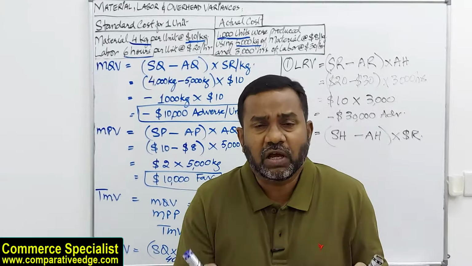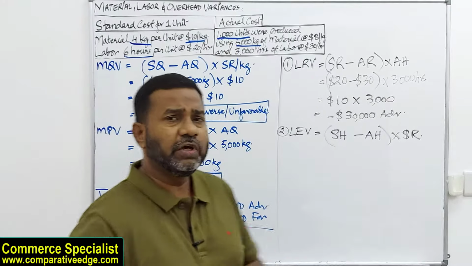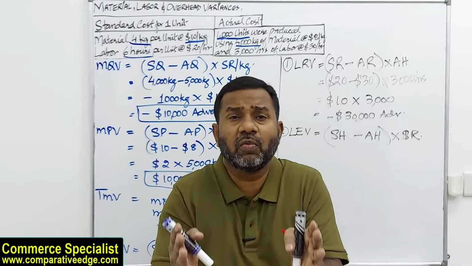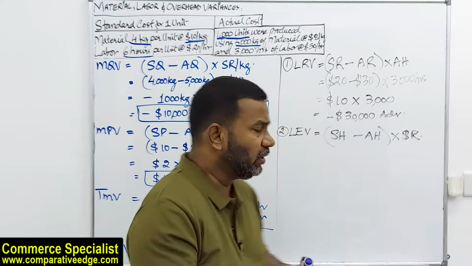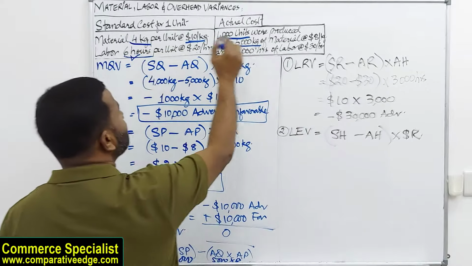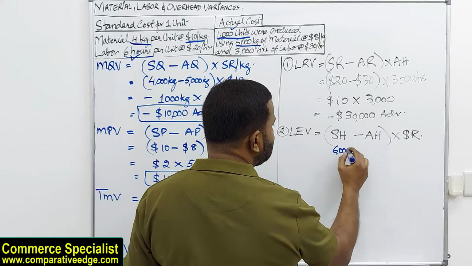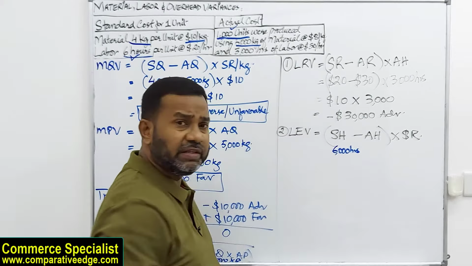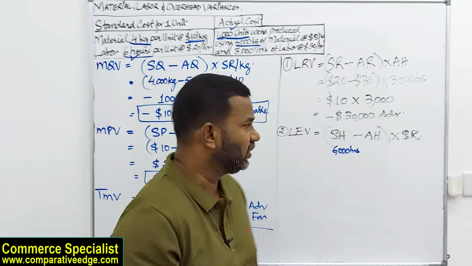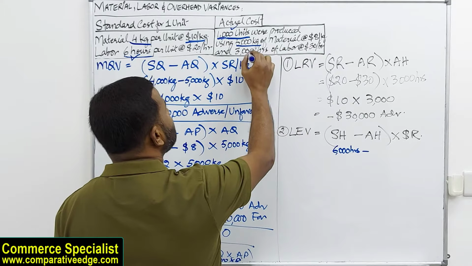All right, if you need 6 hours to make one unit, how many units were made? 1,000. So if 6 hours are required for one unit and we are making 1,000 units, how many hours should we have used? So we should have used 6 into 1,000, which gives me 6,000 hours. These are my standard hours. This is the allowed time to make 1,000 units. Actual hours, how many hours did we utilize? We utilized only 3,000 hours.